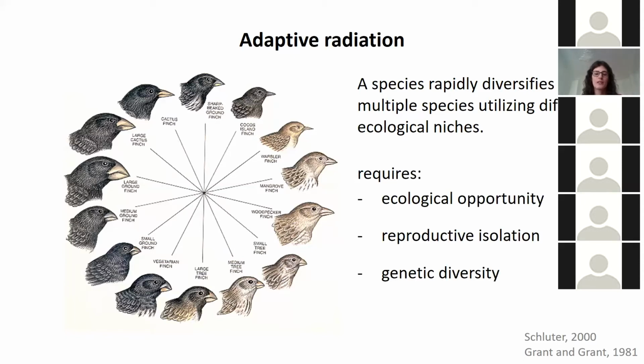So adaptive radiation requires ecological opportunity, like the different seed sizes, so that the species can adapt to different ecological niches. And it also requires reproductive isolation, some way of allowing the species to coexist together without merging back into a single species. And both of these require genetic diversity. And genetic diversity is another major focus of my research, as you will see in the following talk.